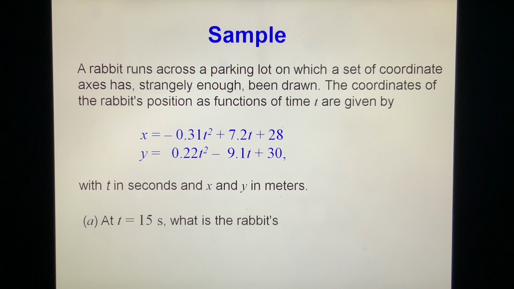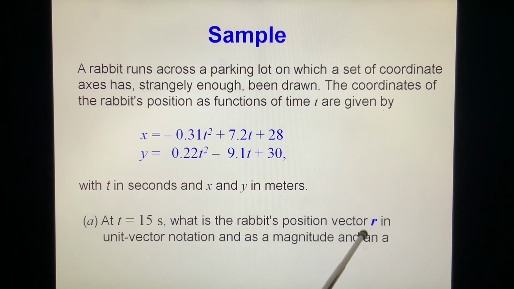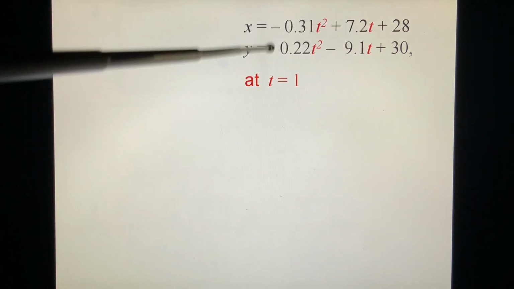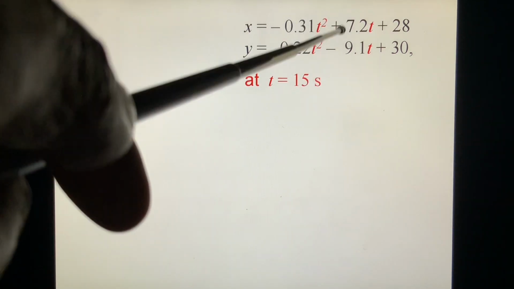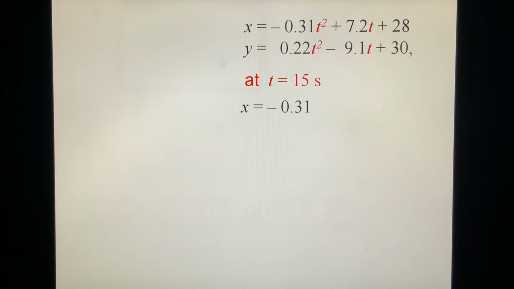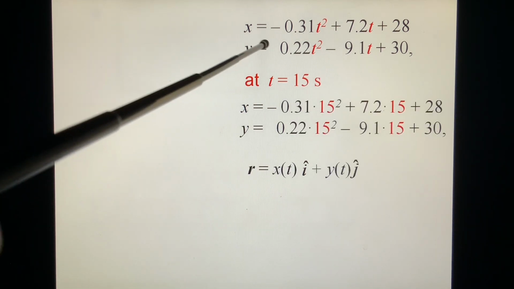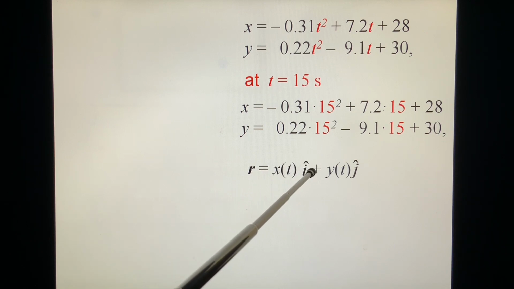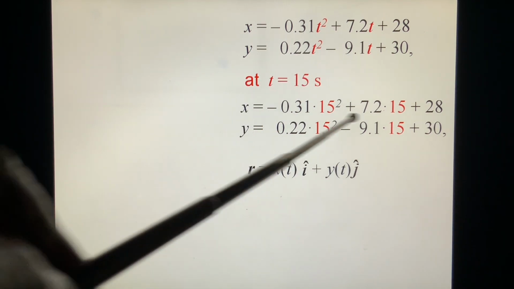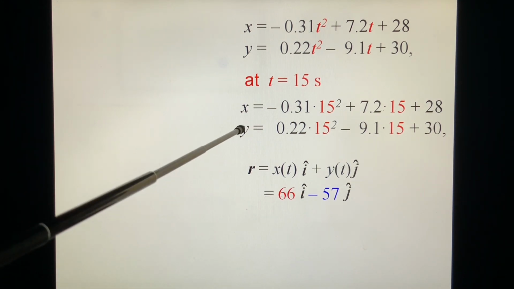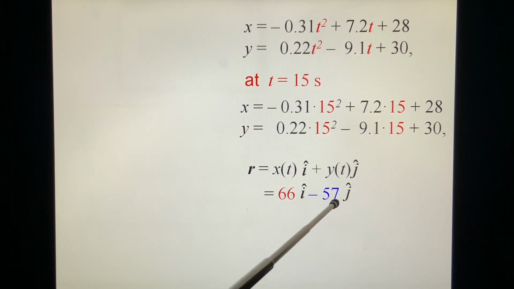Question A. At t = 15 seconds, what is the rabbit's position vector r in unit vector notation and as a magnitude and an angle? This is a very simple, straightforward question. We know the equation, and we put t equal to 15 seconds and get an answer. r is x(t) and y(t). When t is 15, we find x equal to 66 and y equal to minus 57. So this is r in unit vector notation.